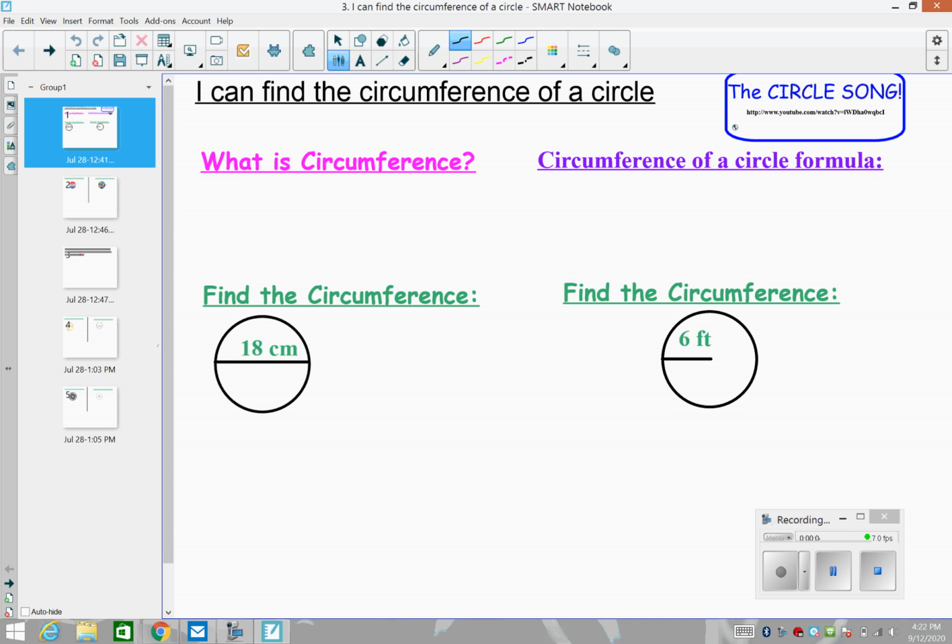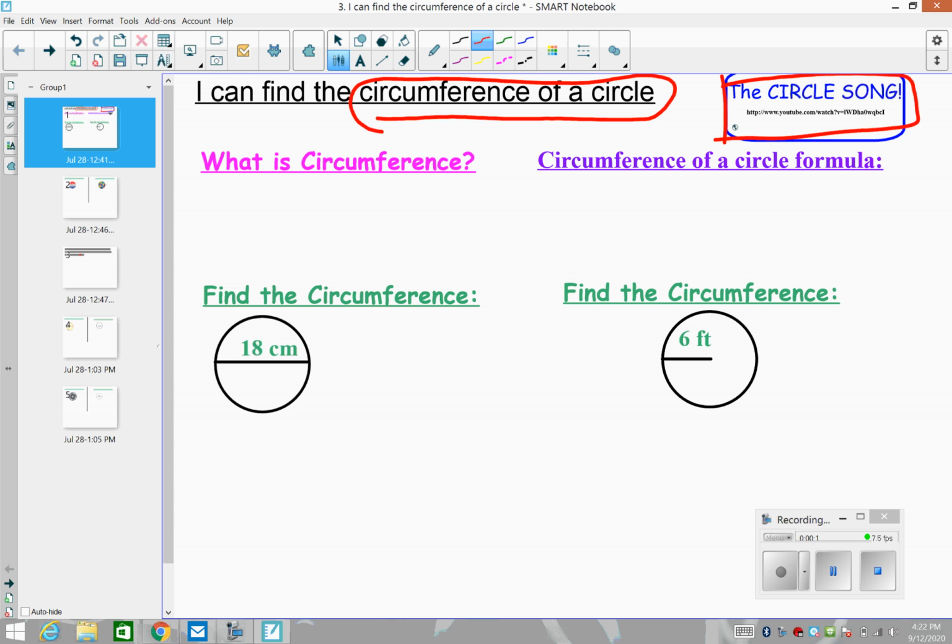Hey, math friends. So our learning target today is that I can find the circumference of the circle. And again, you can watch that circle song if you want. I'm just not able to play both with my mic.